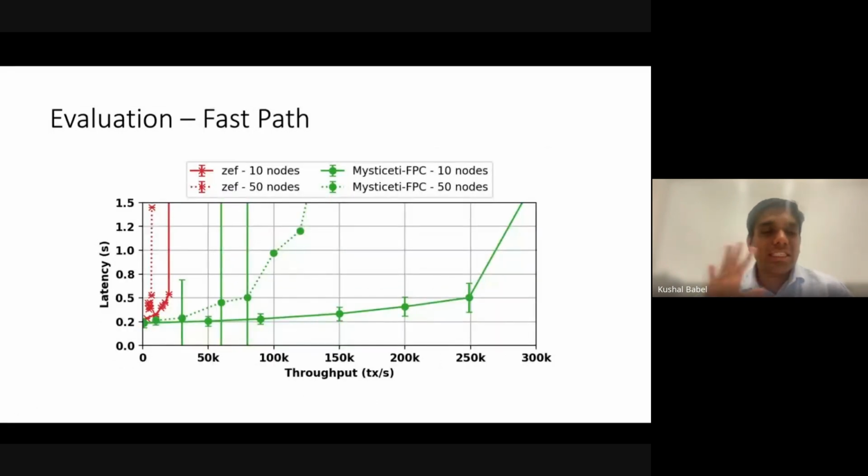And finally, this is just the evaluation of the fast path compared to other related work, of which Zelle is one. Both of them are just doing consistent broadcast. In Mysticeti-FPC, you are doing the fast path as well as consensus, but we are only measuring the latency for the fast path transactions, which is even lower than consensus, of course, because you are not doing consensus. You are only doing consistent broadcast.